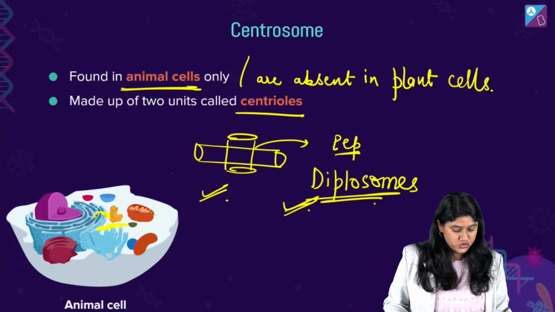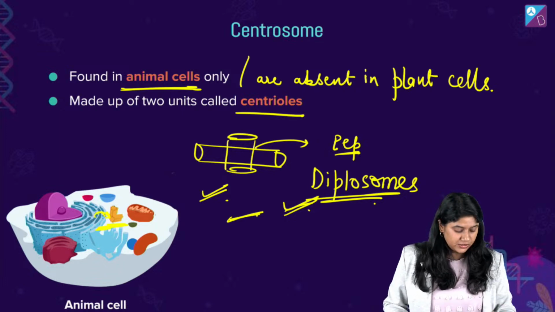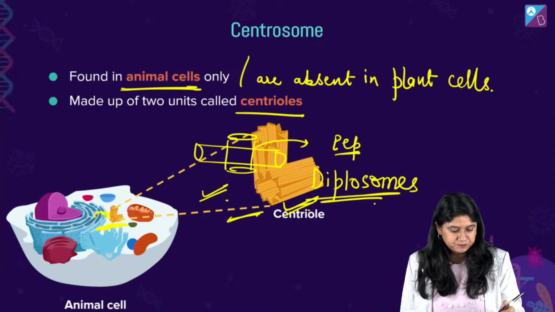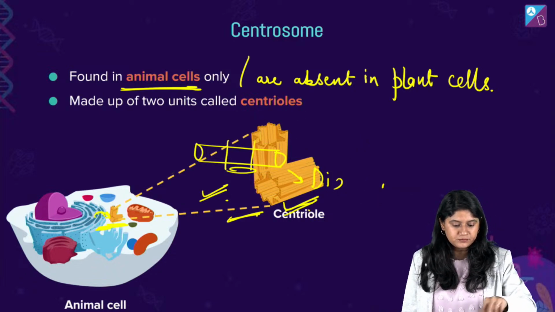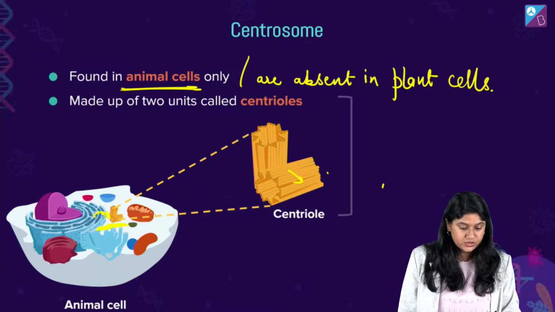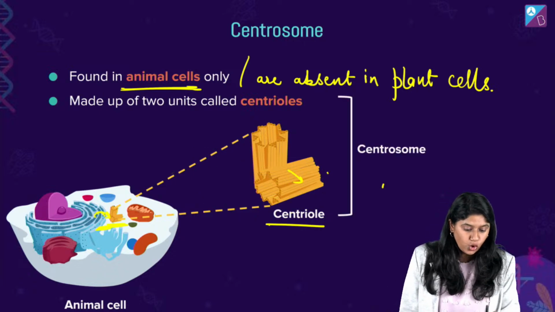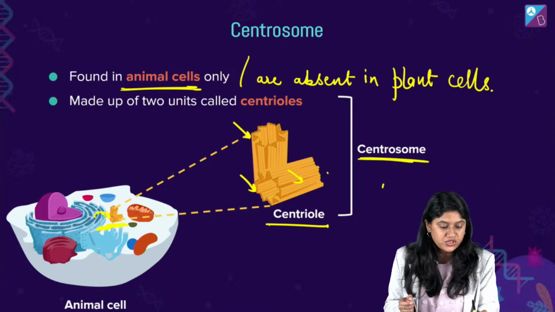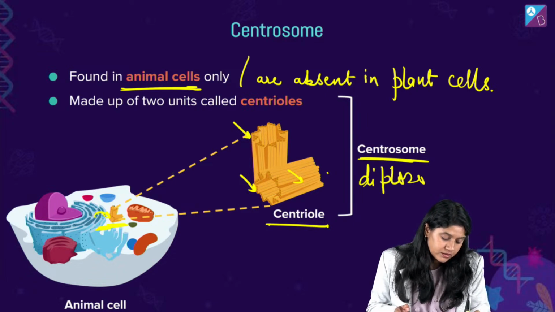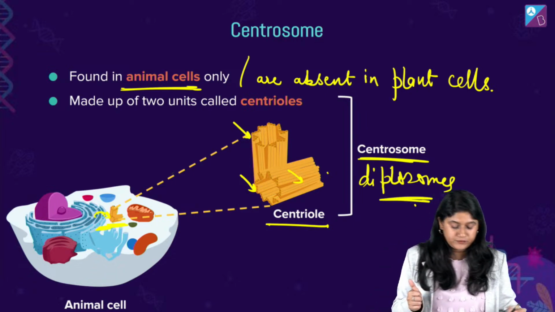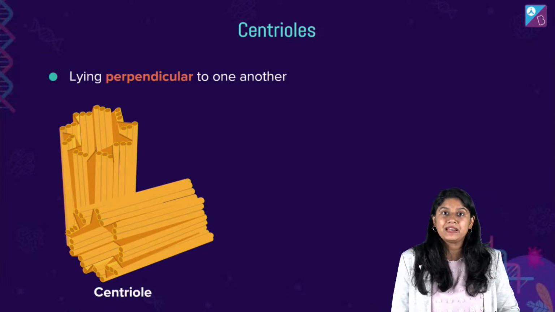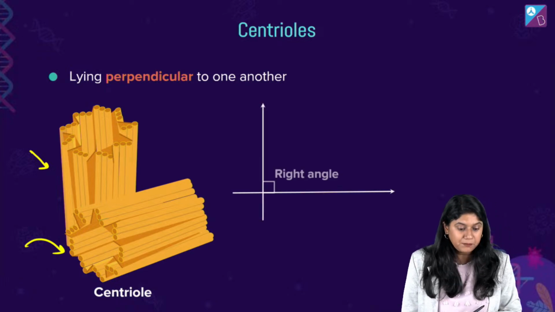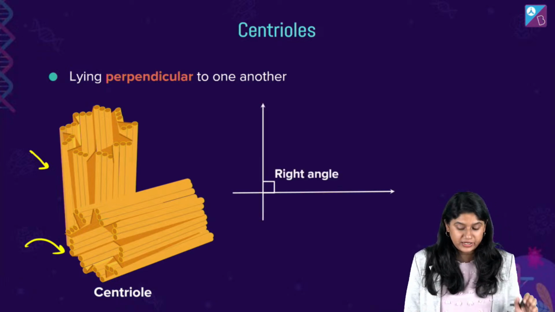This is very important information. Please take a note, and this is how they will look. See over here. Centrosome: we have two centrioles. When they come together, they form the centrosome, which we also call the diplosome. Clear? They lie perpendicular to one another in this structure. If you look over here, everyone, they are perpendicular at a right angle. Okay? We will remember this.